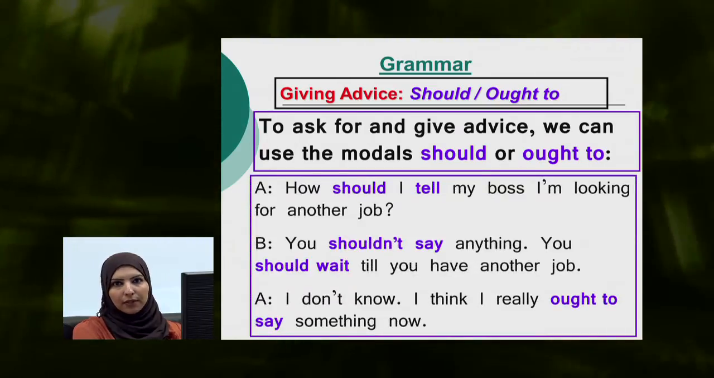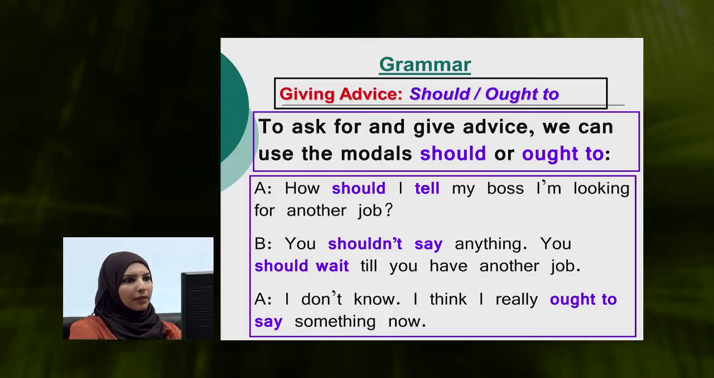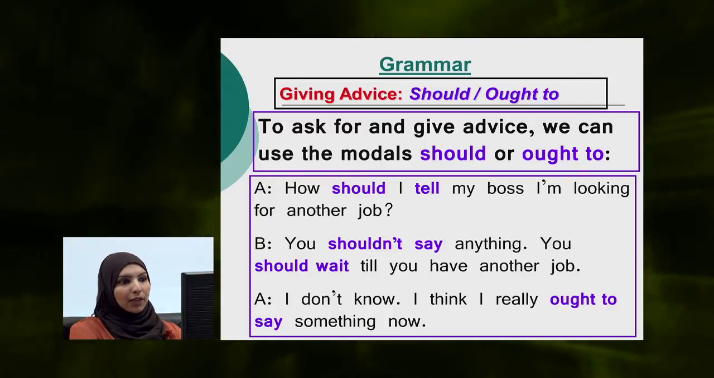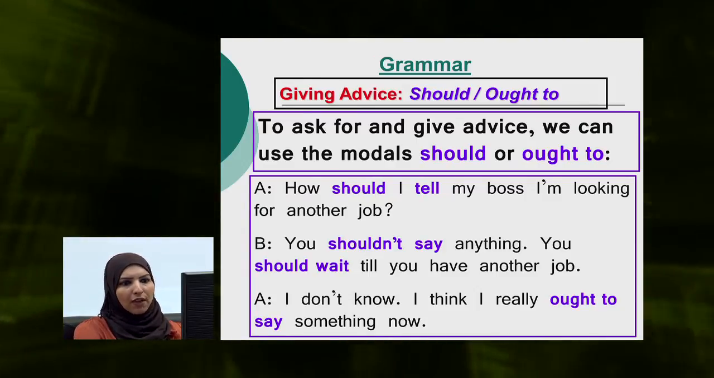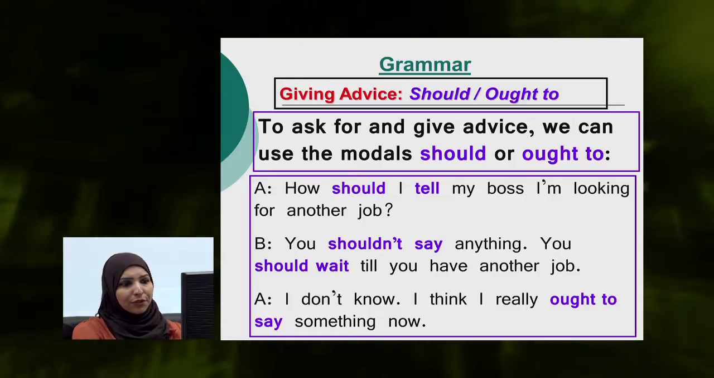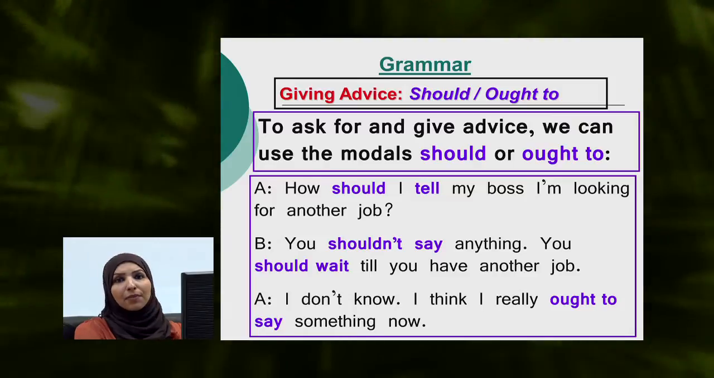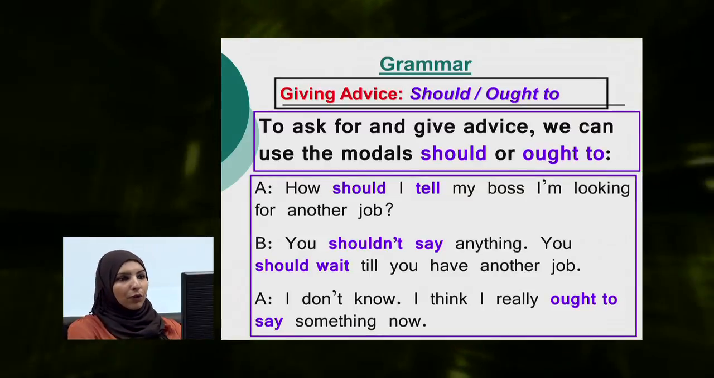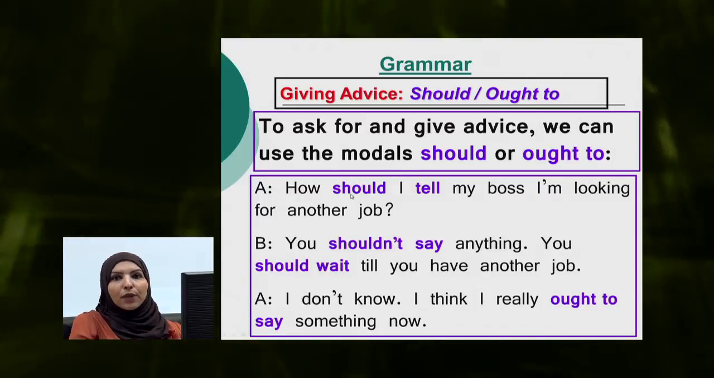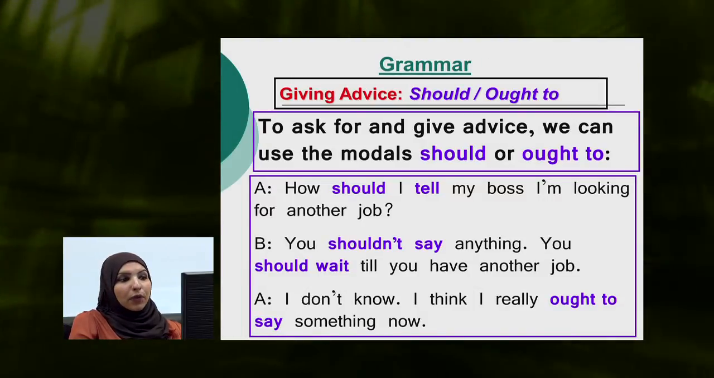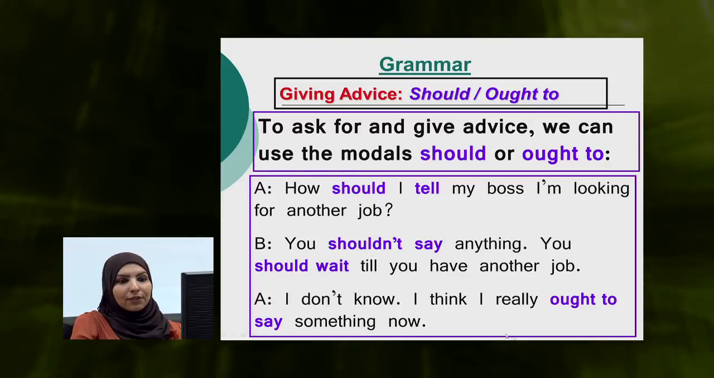When we ask for advice or give advice, we can use the modals should or ought to. An example is shown here in the conversation. How should I tell my boss I am looking for another job? You shouldn't say anything. You should wait till you have another job. I don't know. I think I really ought to say something now. When we look at this conversation, we will find out that when we ask for advice, we can use the modal should. And when we give advice, we can use should and ought to.